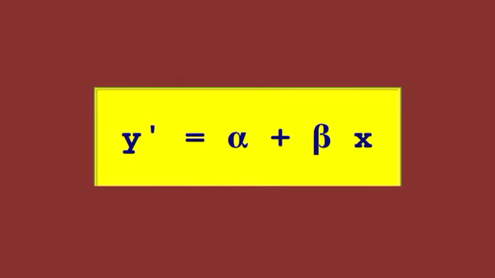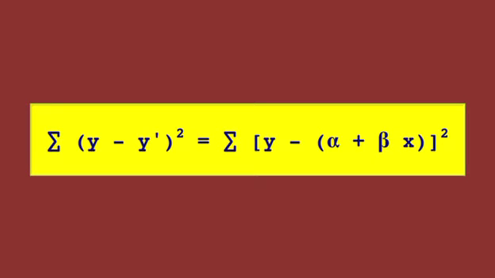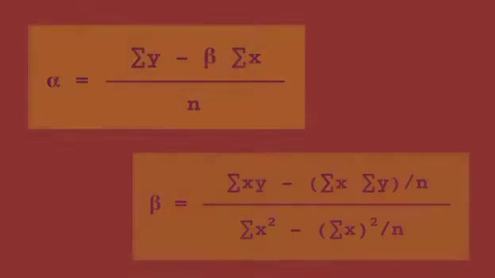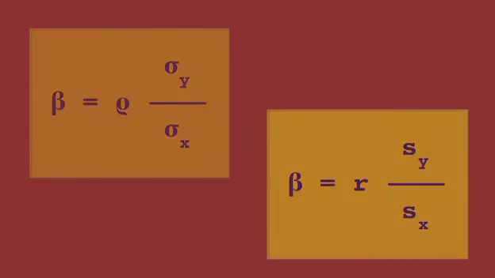In one predictor variable regression, the line to be fitted has the following form. The sum of the squares of the differences between y and y prime is minimized. This leads to the parameters of the regression. Since the slope of the regression line is, the estimate from sample data is. Therefore, the correlation coefficient is.